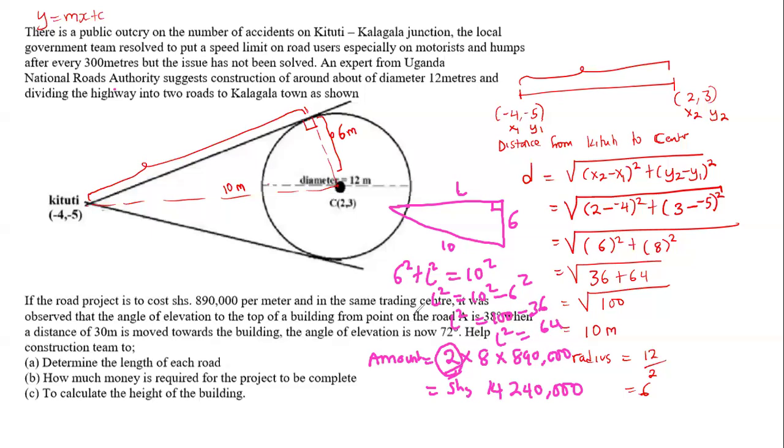Remember, the aim of the project is to construct this road here and to construct this road. And you have noticed that this is 8 meters, this is 8 meters. So the total distance to be worked on is 16, then times the cost per meter, which is 890. Understood. Okay. So we are going to continue now and look at the second part.